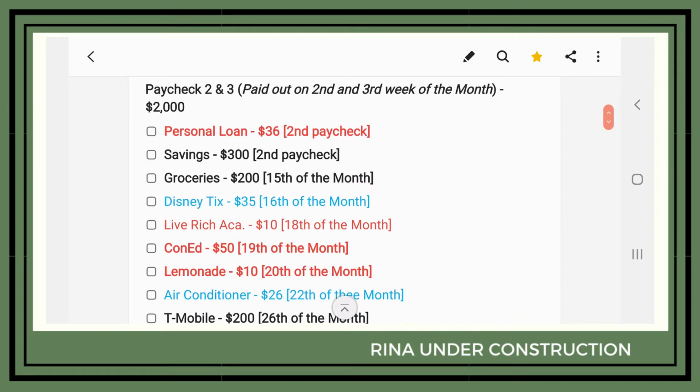So when I'm noting each expense, I'm putting what the name of the expense is, dash, and then the actual cost. Remember, I always round up, so I put $36. And then I put where the money's coming from. So it's coming from the second paycheck.